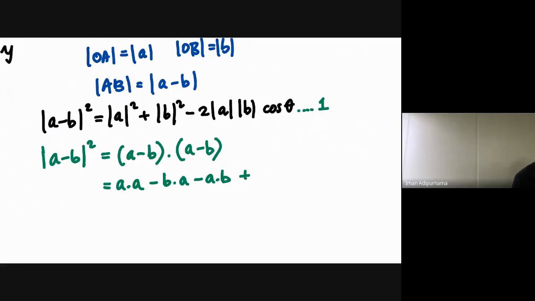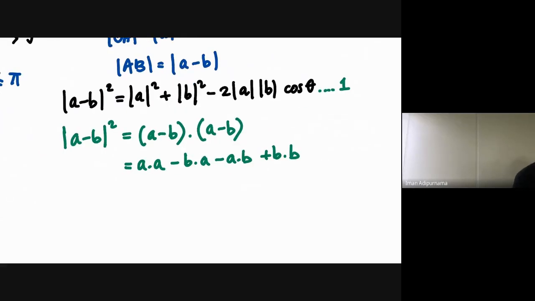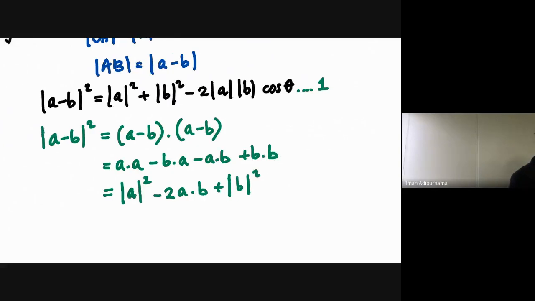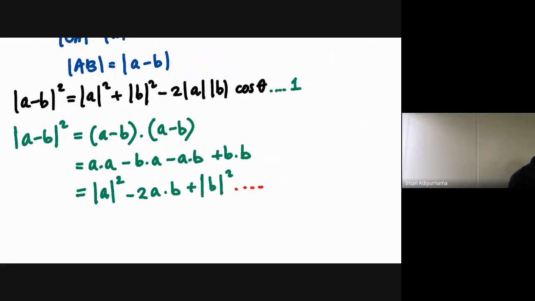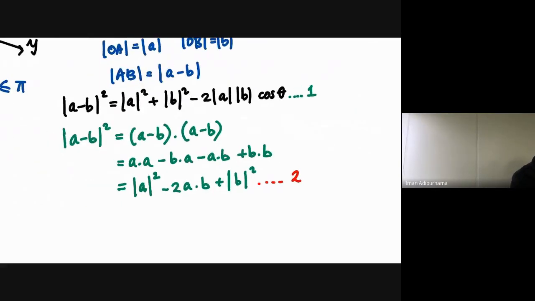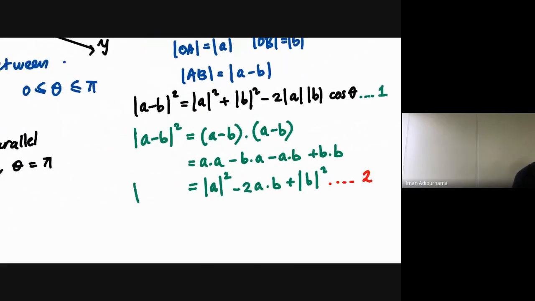And then plus B dot B. And from here, we can say this is the magnitude of A squared minus 2 A dot B plus the magnitude of B squared. Now we have the second equation, so this is the A minus B squared.